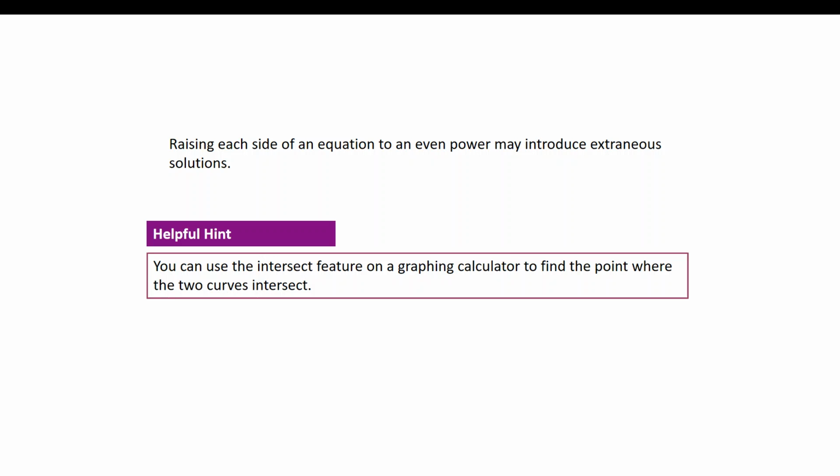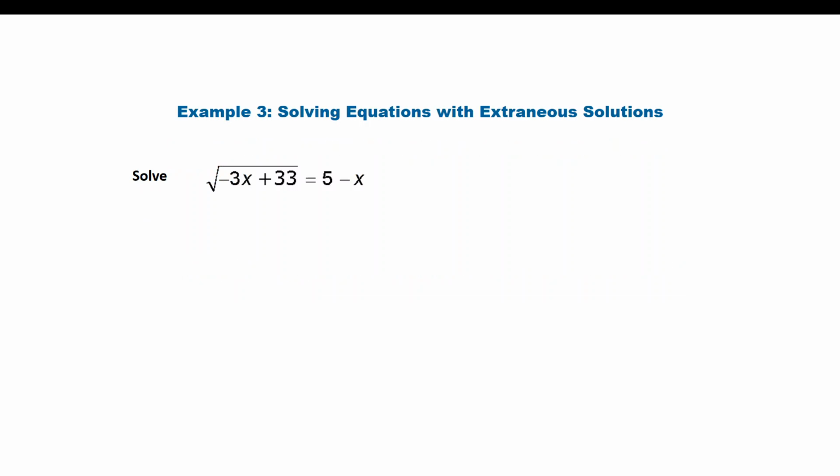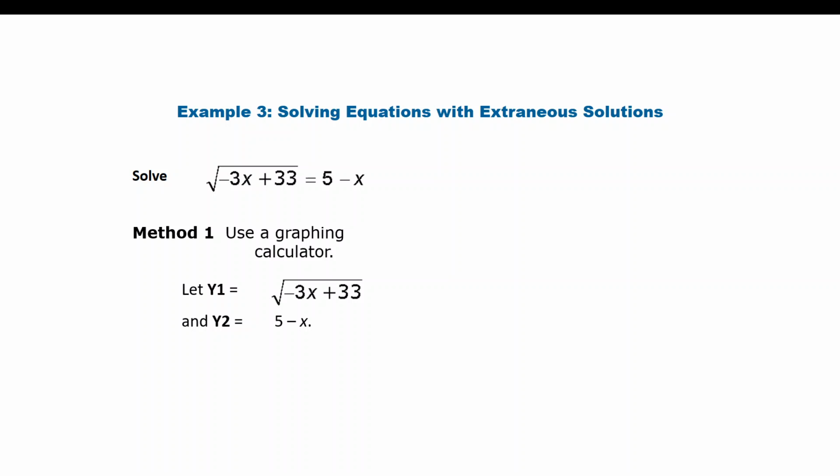I prefer just going about checking it algebraically, but I'm going to show you how to do it with your calculator too. Okay, so on this example, the first thing we're going to do is use our graphing calculator to solve this. So let y1 equal the square root of negative 3x plus 33, and let y2 be 5 minus x. All right, and notice we're just going to look for where they are equal.